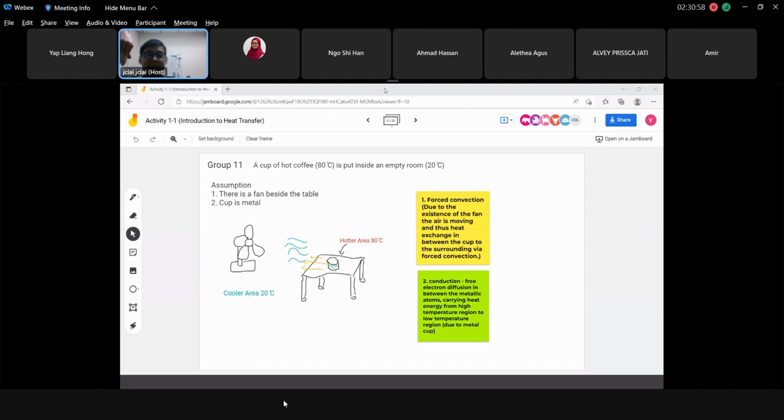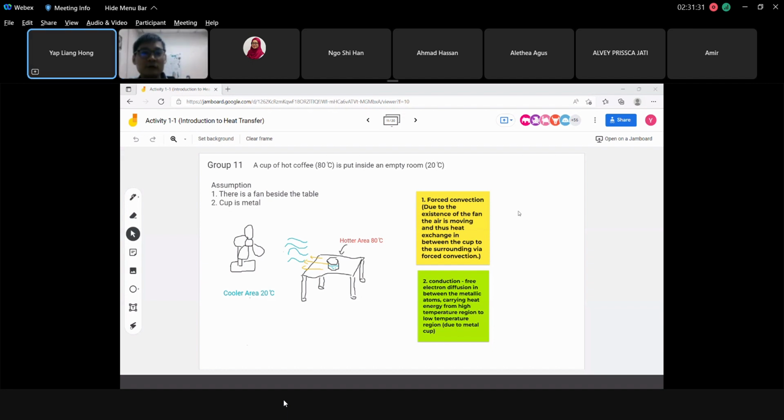Then from the inner surface to the outer surface of the cup through what? Through conduction. Yeah, right? Then from the outer surface of the cup to the moving air. Okay, to the moving air through what? Convection. Which type of convection? Forced convection. Why is it forced convection? Because the air is moving.